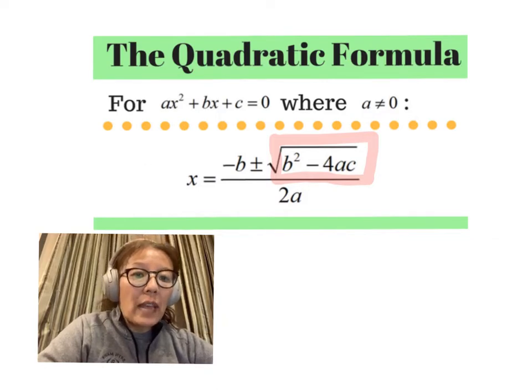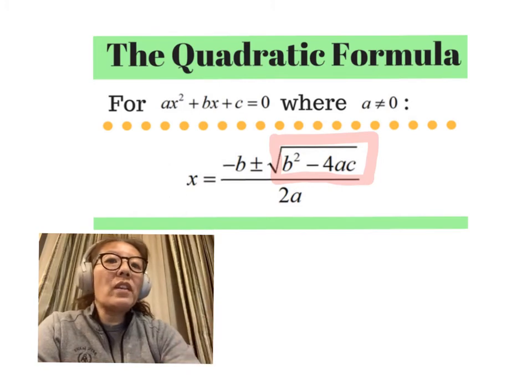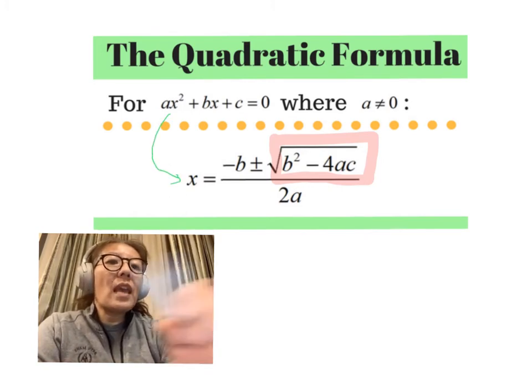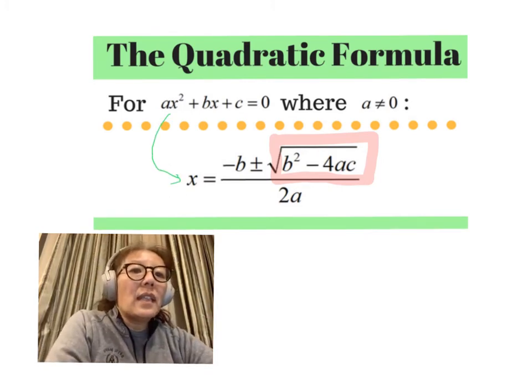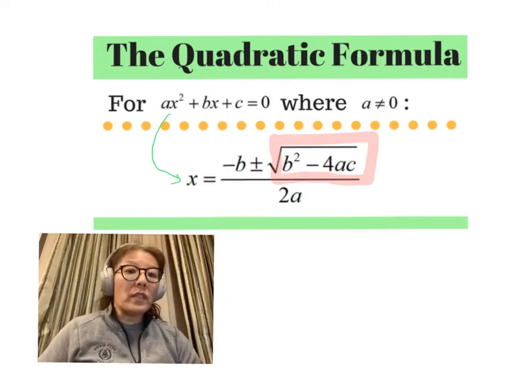So for now, pause the video, for the more advanced kids, if you want to give it a try and see if you can prove that this indeed is the solution of ax squared plus bx plus c equals 0. So try to solve it yourself.